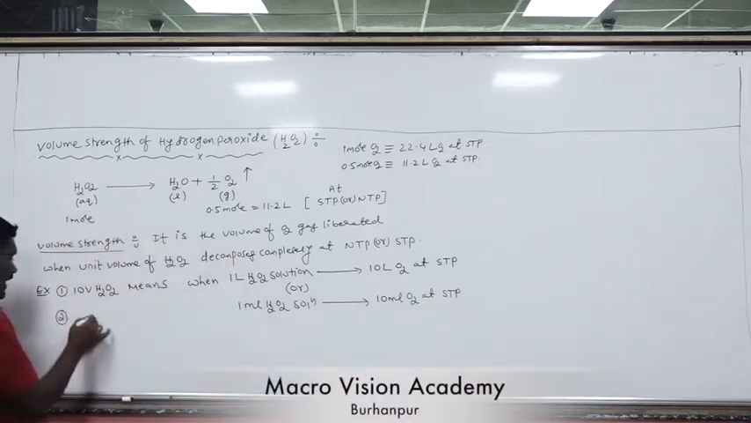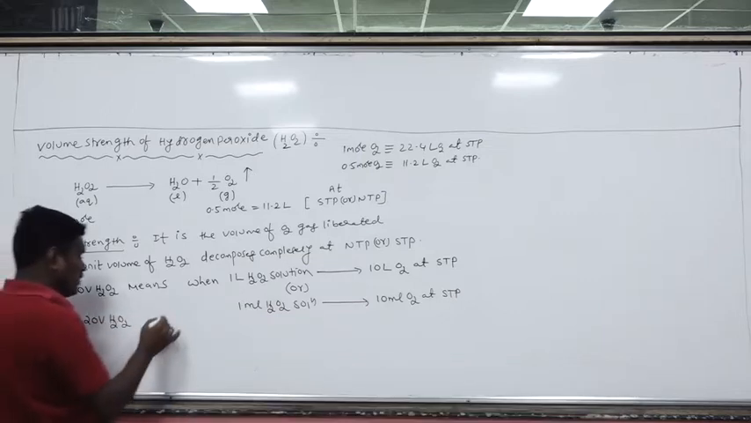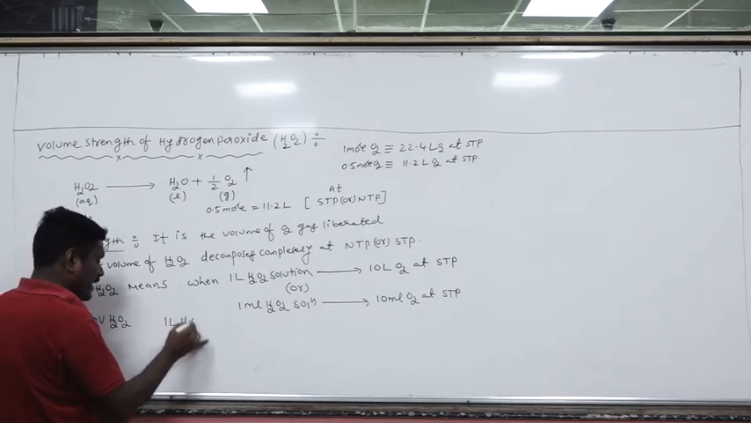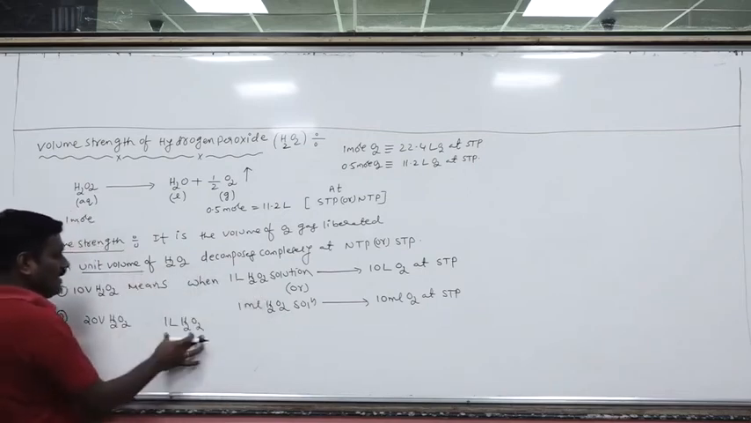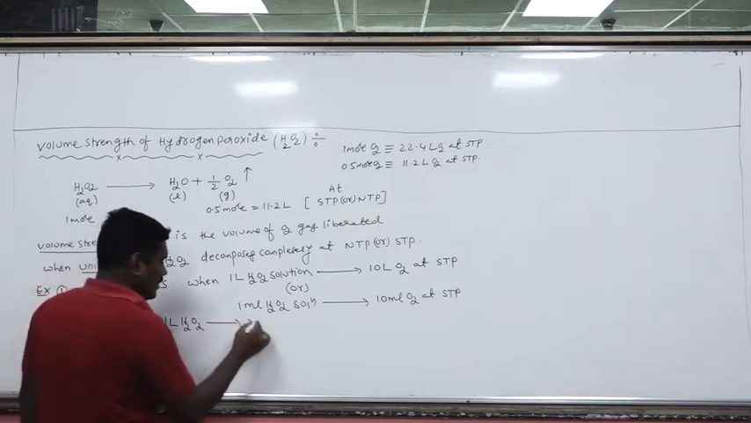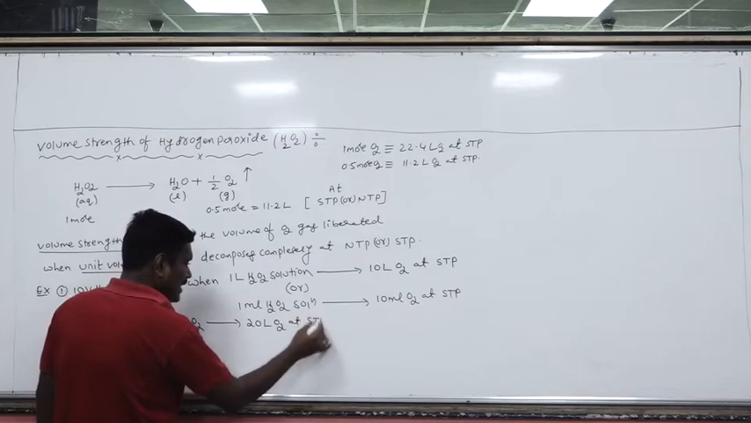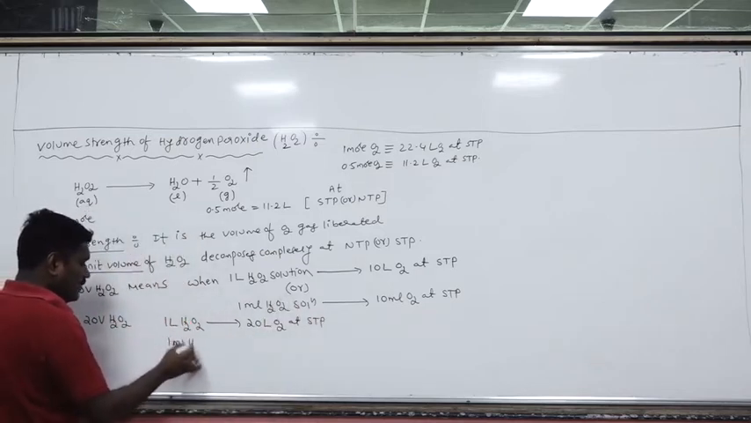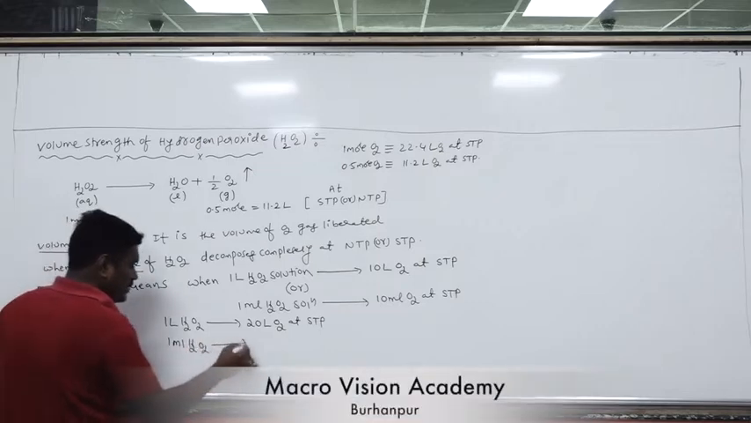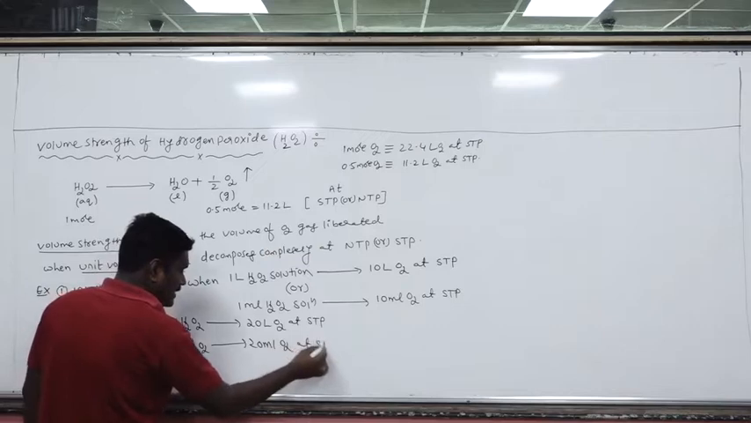In a similar fashion, let's suppose I have 20 volume H2O2. What is the meaning of a 20 volume H2O2? 1 liter of H2O2, again remember, volume of H2O2 is always unit volume, corresponds to giving 20 liters of O2 at standard temperature and pressure conditions. Otherwise, 1 milliliter of H2O2 can produce 20 milliliters of O2 at standard conditions.